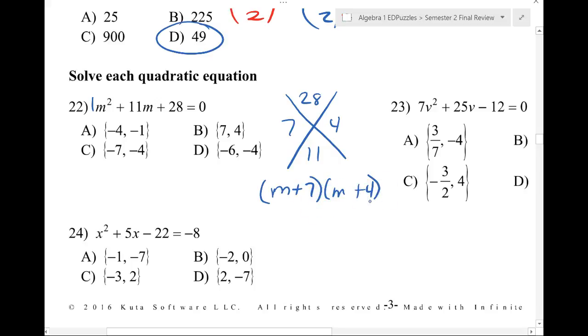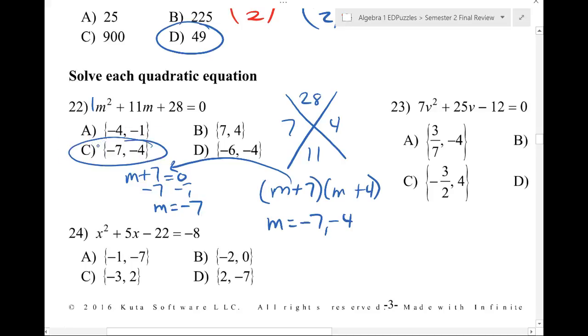And what I told you guys is that the variable is a liar, okay? So your answers will be -7 and -4, because m or x or y, it's a liar. If you have a number next to a variable, it's the opposite. And really what I'm doing is I'm taking this factor and making it equal 0, and I'm solving the equation. So -7 plus 7, m equals -7. Okay, so then I know my answer would be C, because they're both negative.